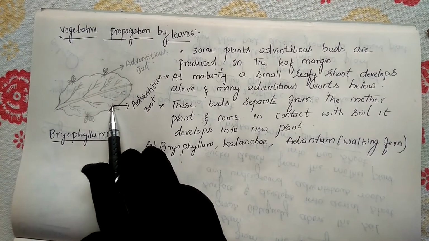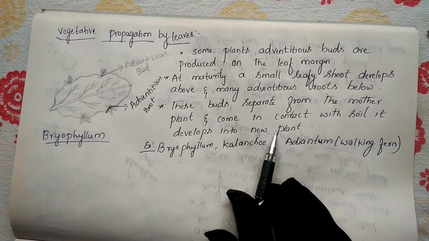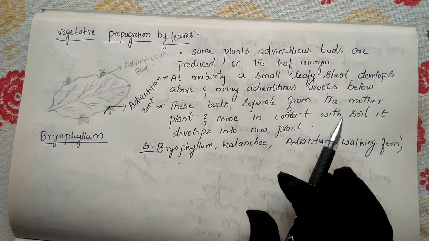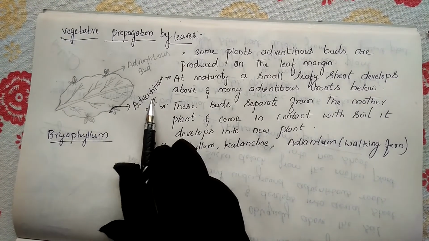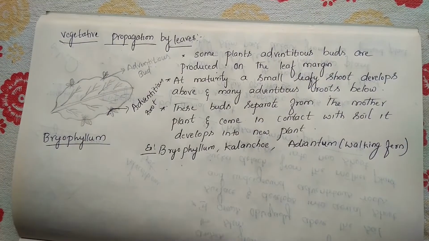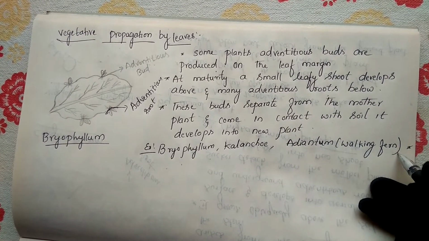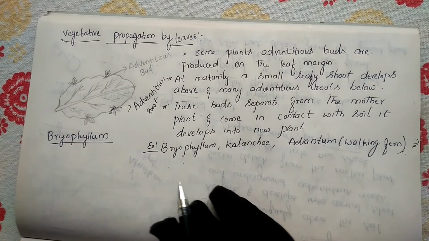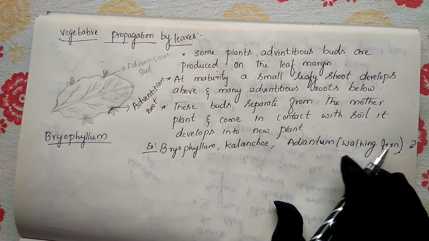When this bud gets detached or separated from the leaf margin, it will develop into a new individual, when it gets a suitable substratum, when it comes in contact with the soil. This type of propagation we call vegetative propagation by leaf. Examples are Bryophyllum, Kalanchoe, and Adiantum, which we also call the walking fern. So these are the three examples.